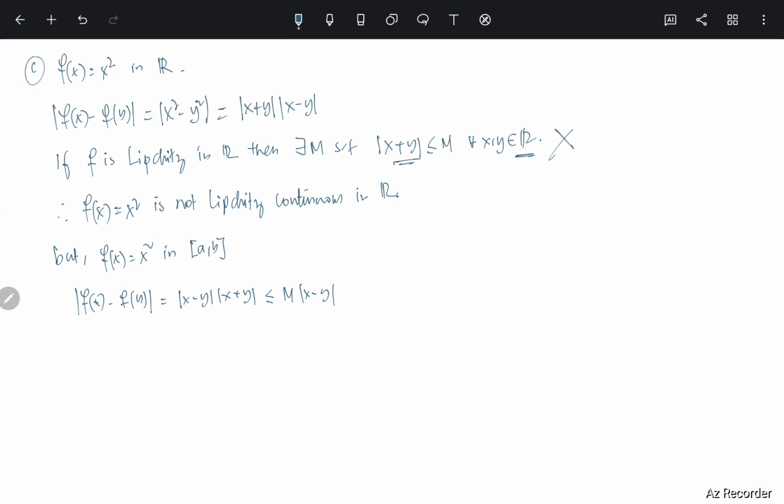Okay. Of course, in a bounded set, so basically what is your M here? M is equal to 2b. Okay. So basically let me write it this way. See, let me do it properly. You see here, since |x + y| is always less than or equal to |x| + |y|, this is the triangle inequality, right? Triangle inequality.